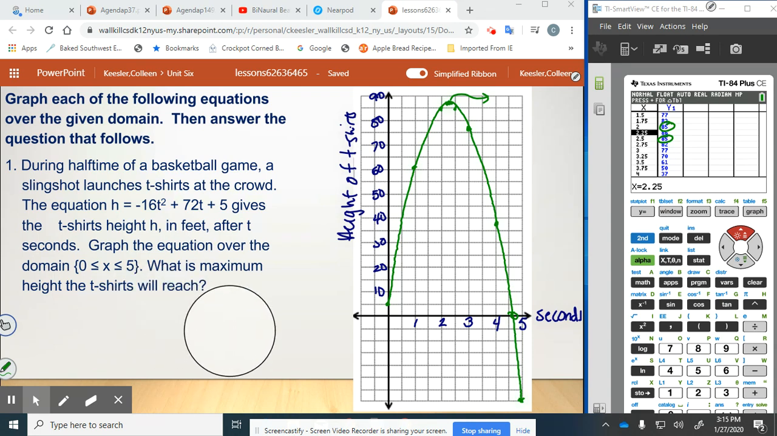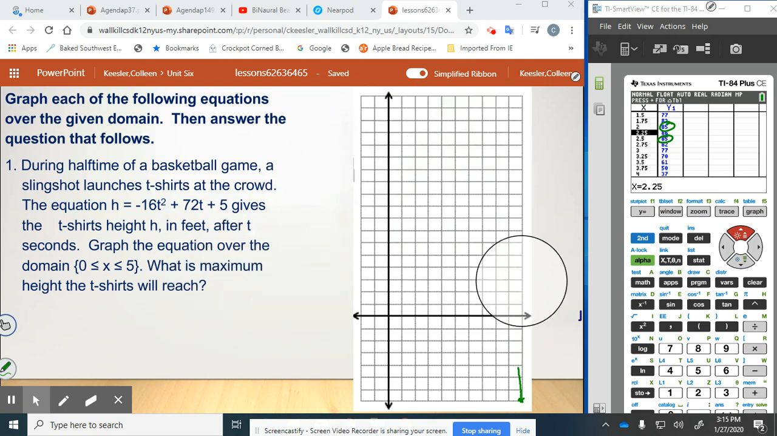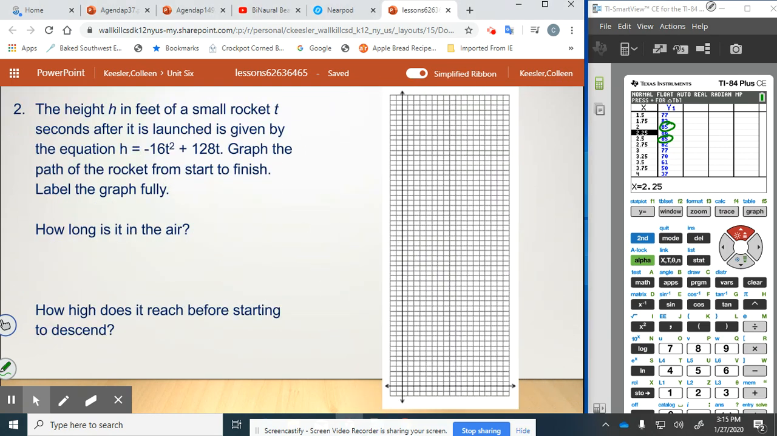All right, let's try the next example. The height h in feet of a small rocket t seconds after it is launched is given by the equation h equals negative 16t squared plus 128t. Graph the path of the rocket from start to finish. Label the graph fully. And then we're going to answer how long is it in the air and how high does it reach before starting to descend.